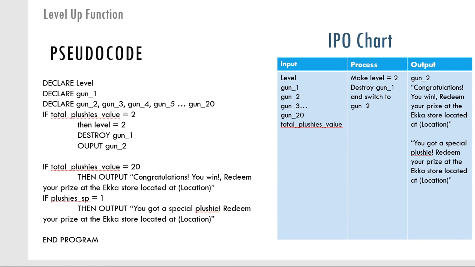Declaring the variables here and for all the guns that will be implemented in the game. So if a plushie is collected, then the user will level up depending on the requirement. The game will automatically destroy your current gun and switch it to an upgraded one. Once you have reached max level, the game will display "Congratulations, you win. Redeem your prize at the Echo store located at the set location." This also applies to when the user finds a special plushie.